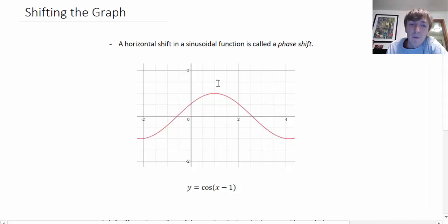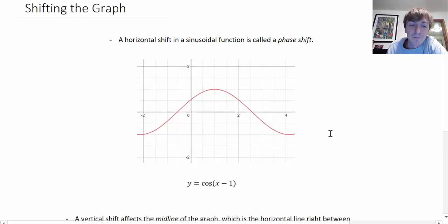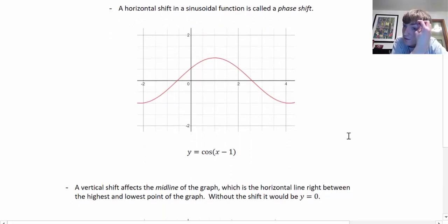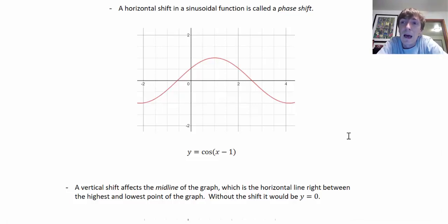And that's why the peak in the graph happens over here at x equals 1 instead of over here where it would normally happen. Okay, vertical shifts, not super common with these types of functions, especially not when we're talking about sound waves or electromagnetic waves. But we say that they change the midline of the graph, which I've mentioned before.